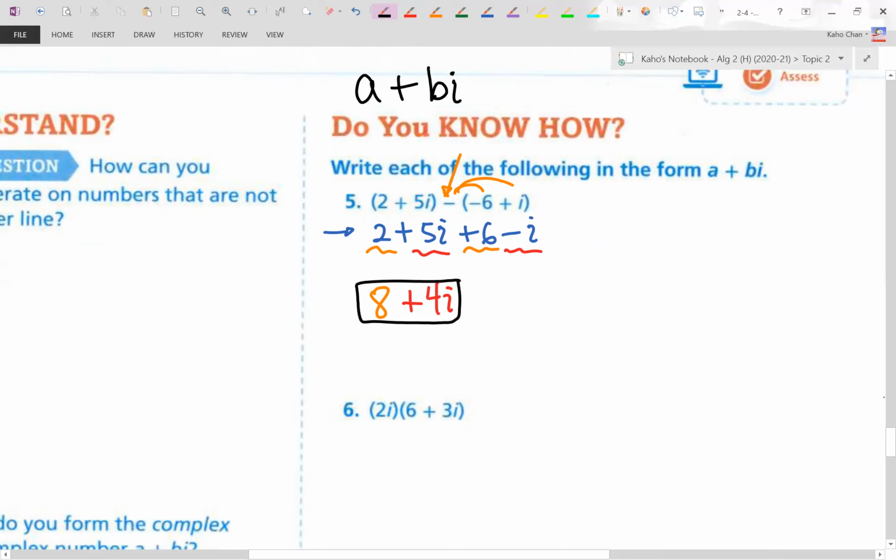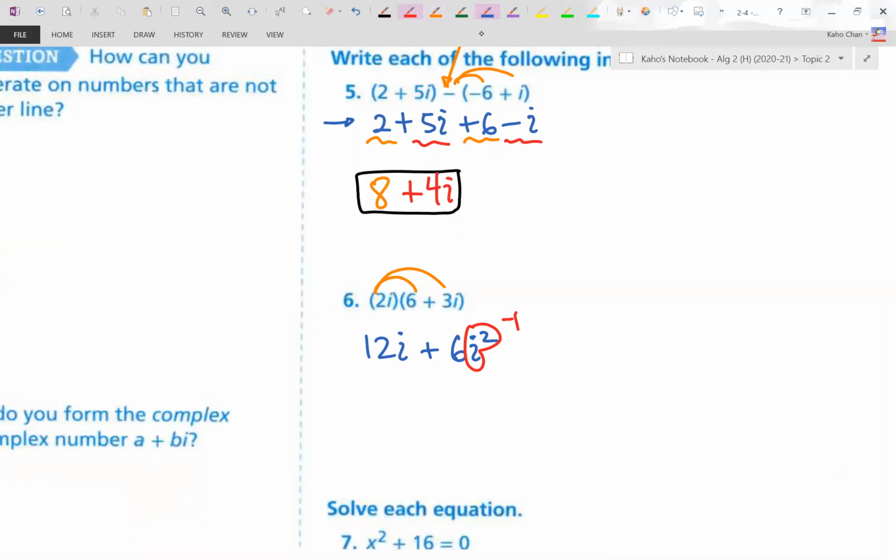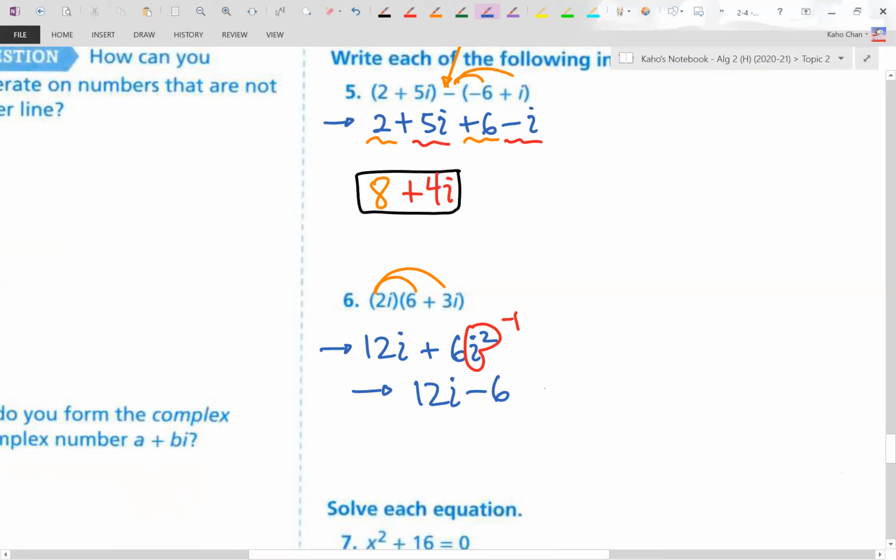Yay. Next one involves multiplication. We are distributing a 2i. Let's do it. 2i times 6 is 12i. And 2i times 3i is 6i squared. I squared, you know, is -1. This gives me 12i minus 6. Rewrite it in complex form, -6 plus 12i. Great. Wow, those seemed a lot easier than earlier. Let's jump to 2 more problems and call it a day.